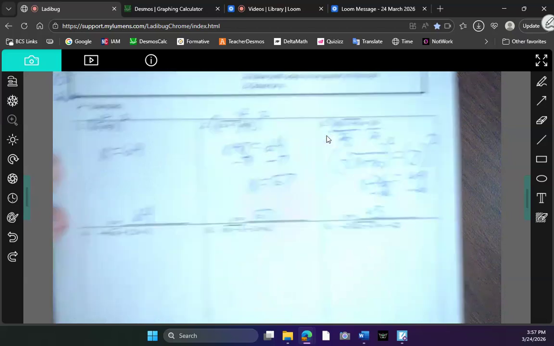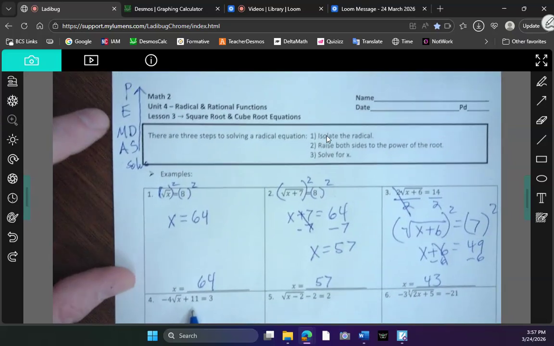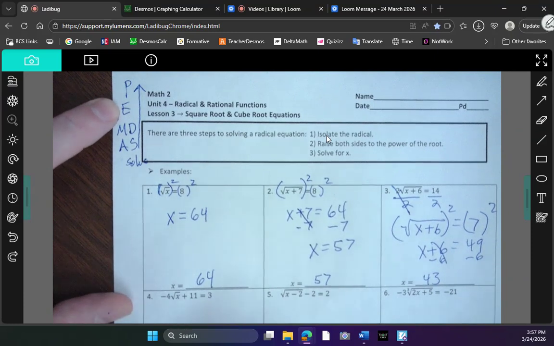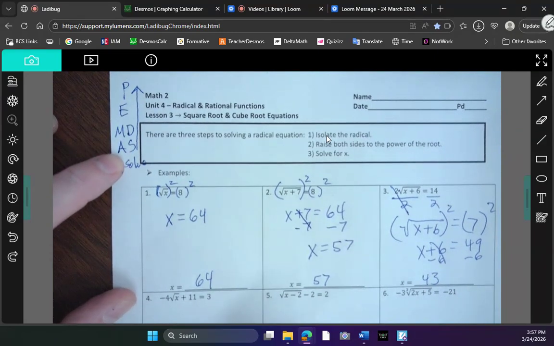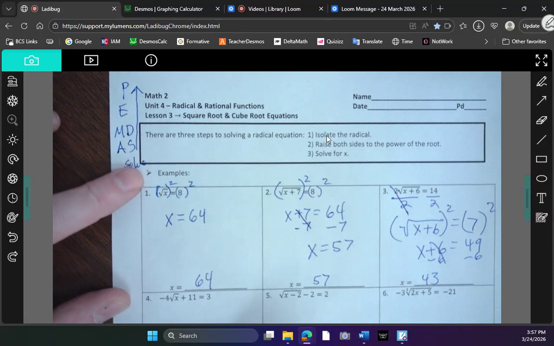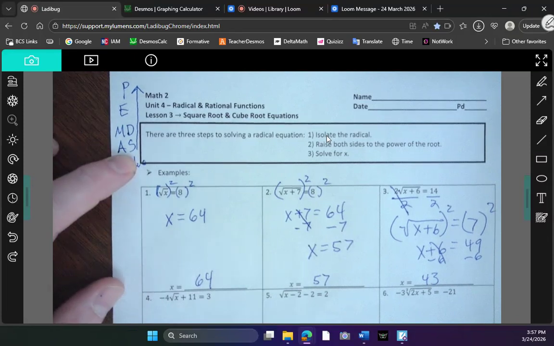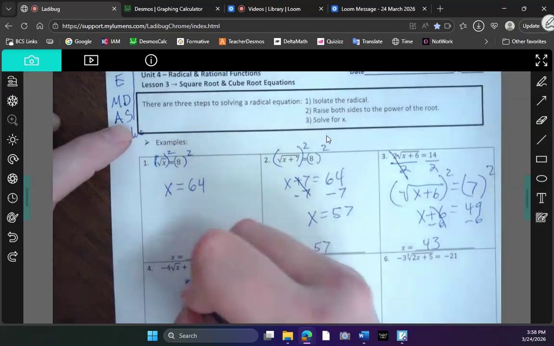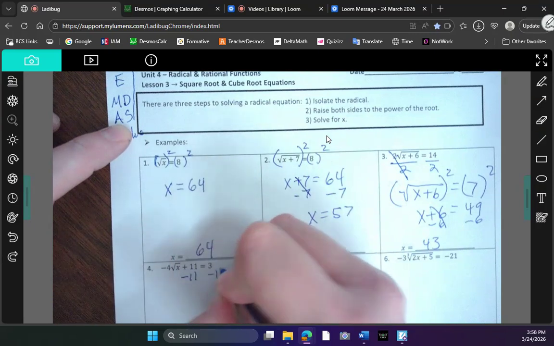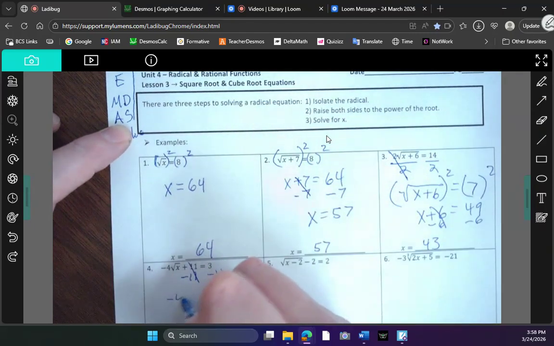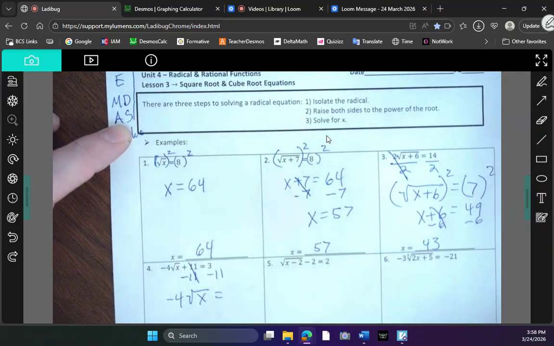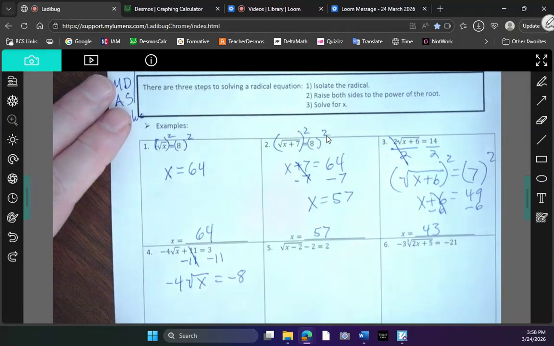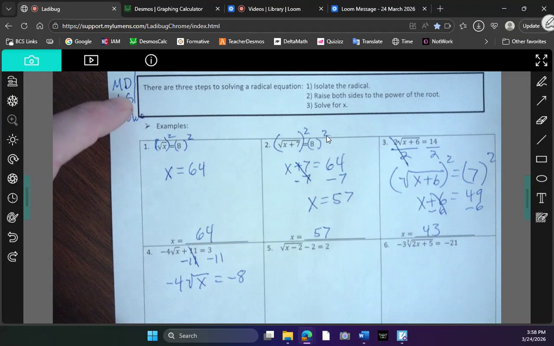Now, number 4 is a really good one to showcase this idea of the order of operations. So as we solve, the first thing we want to do is work from the bottom up and do the opposite. So we have to deal with addition and subtraction first. Well, we are adding 11. So the opposite of that is subtracting 11. So we got negative 4 times the square root of x equals, what is that? Negative 8. And now we work our way up to multiplication and division.